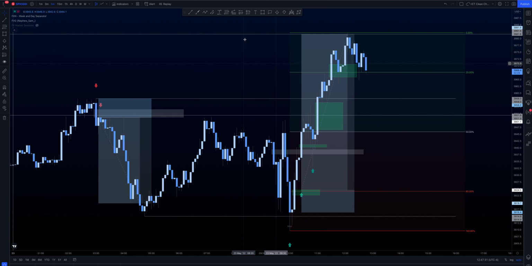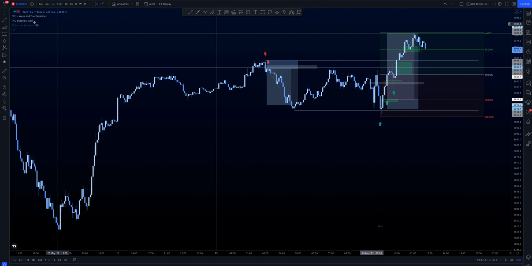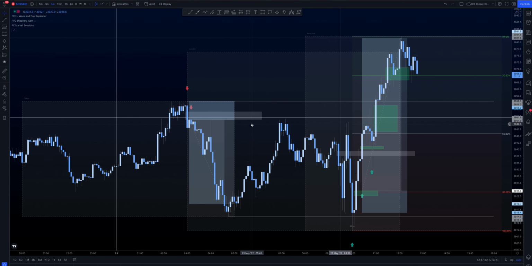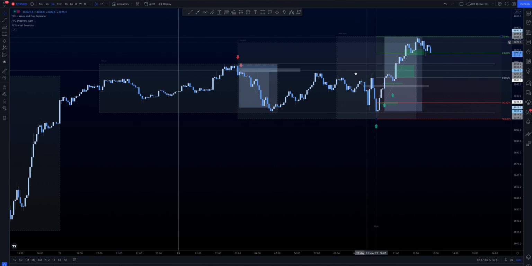Anyway, I hope that helped, and let me know if you want me to give you a run through what these little tools are here, because although I don't have them on all the time, it is good to see where your session highs are, where your session lows are, and then where we're likely to be drawing to for that liquidity run.